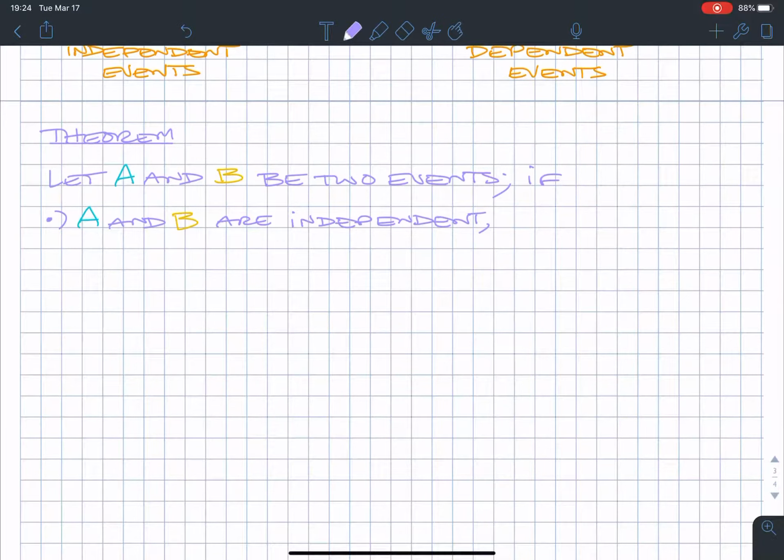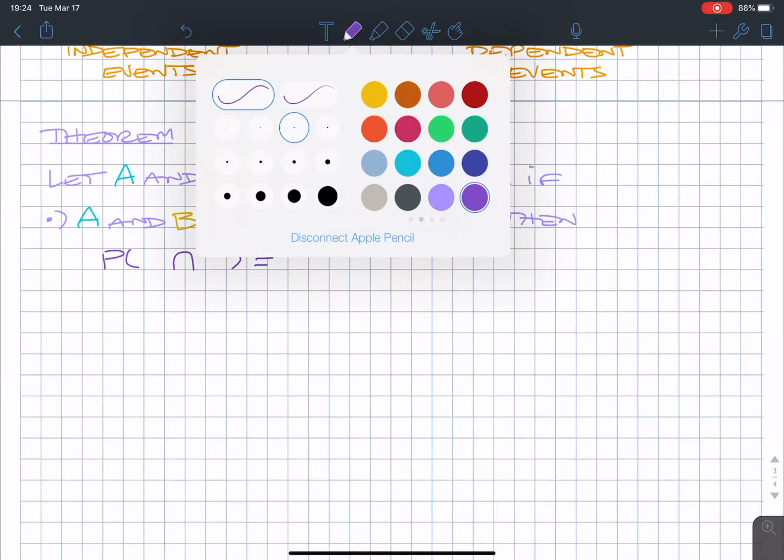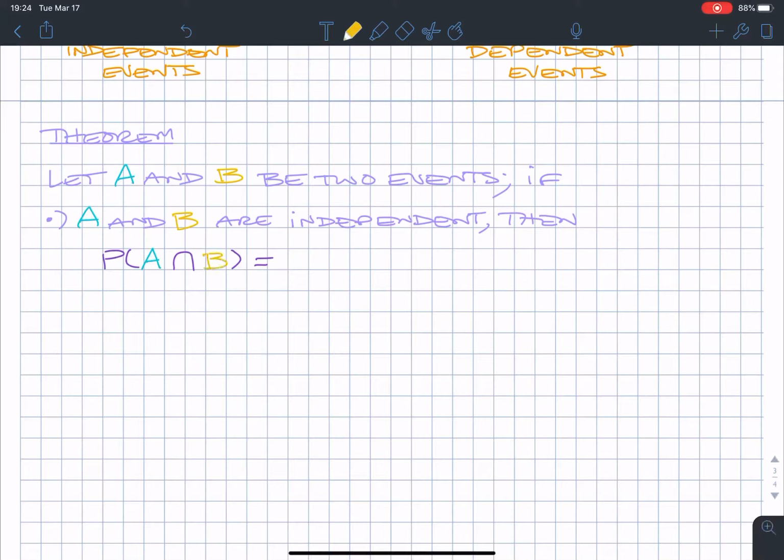then the probability of A and B, so that's a probability of A and B happening, will be the product. So it'll be the probability of A times the probability of B. Just need to take their product to find the probability of both occurring, provided they are independent.